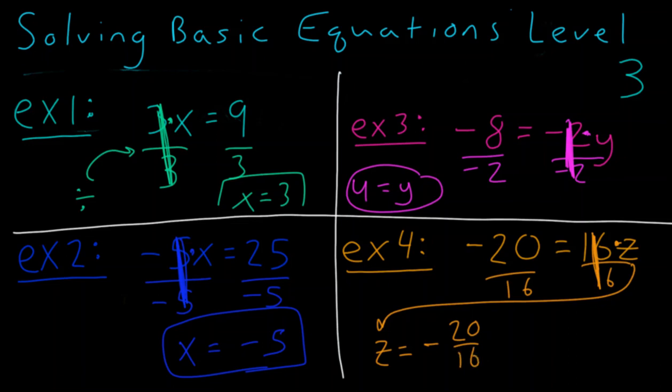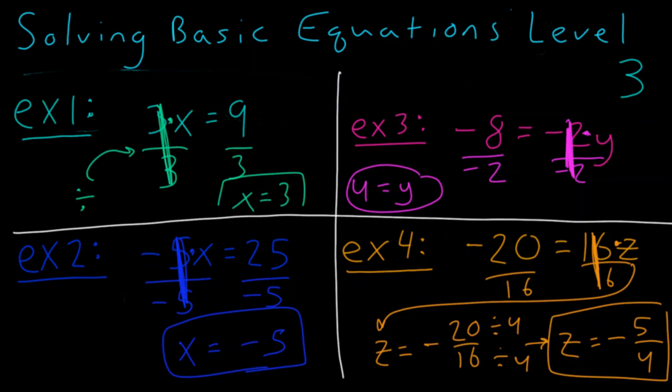But notice 20 and 16 can actually be divided by the same number. We can reduce this fraction. So what number do 20 and 16 both have in common? Well, they can both be divided by 4. And so we say, you know what? Okay, so z must equal negative 20 divided by 4 is negative 5 over, and 16 divided by 4 is 4. And so our answer reduces to negative 5/4.